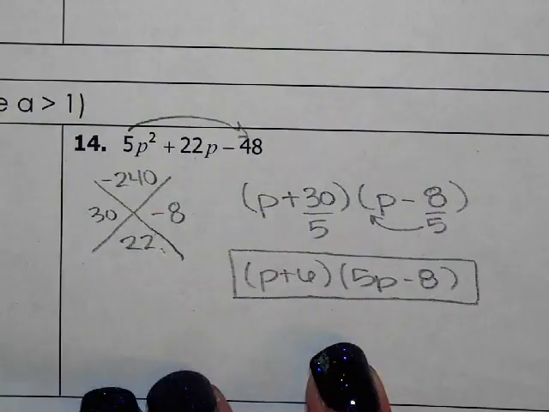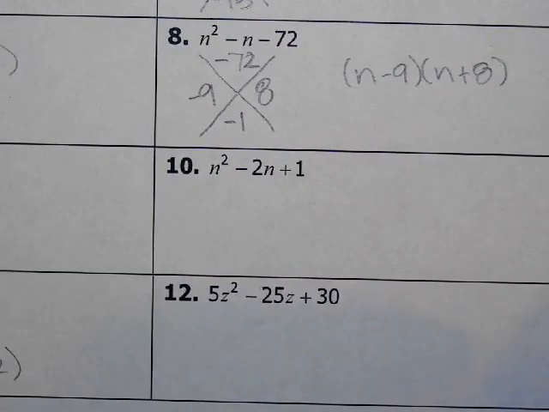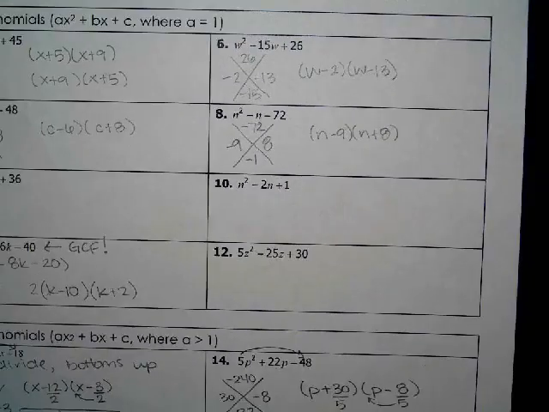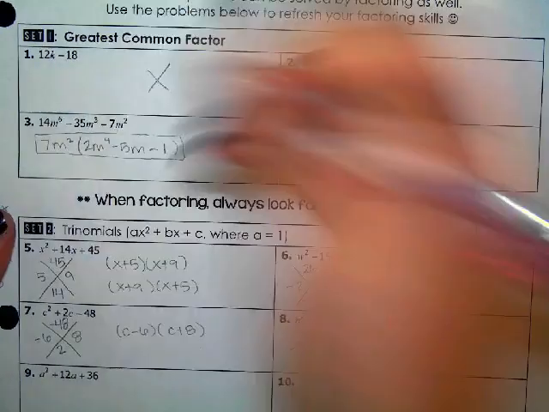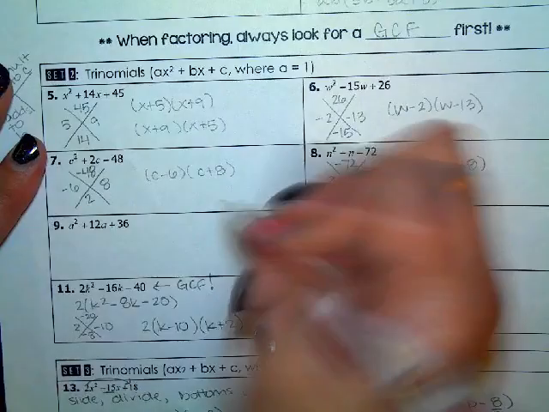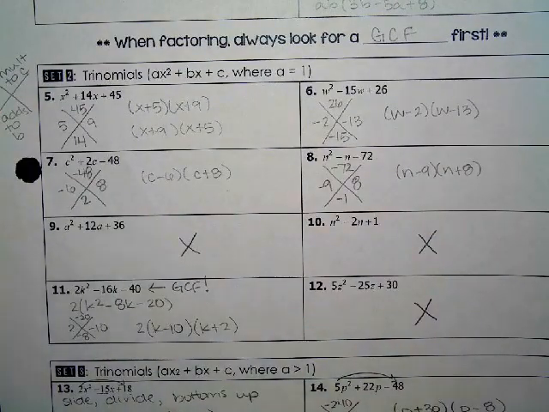All right. Now, if you did not finish number 1, put an X in it, that's fine. 9, 10, 12. You have permission to not do those. If you did them, that's fine, but you have permission to not do them.